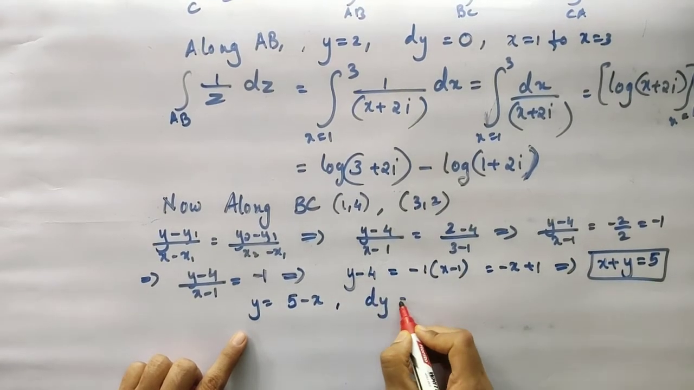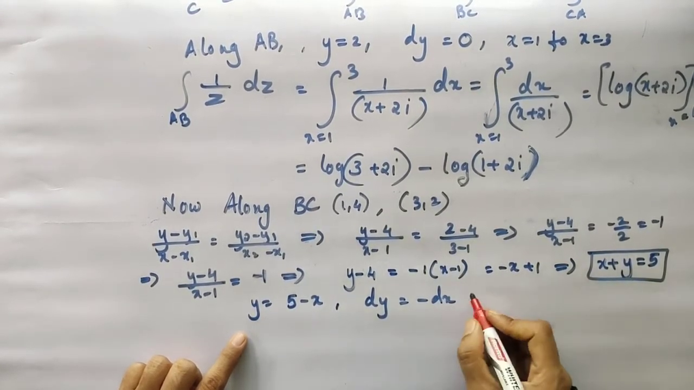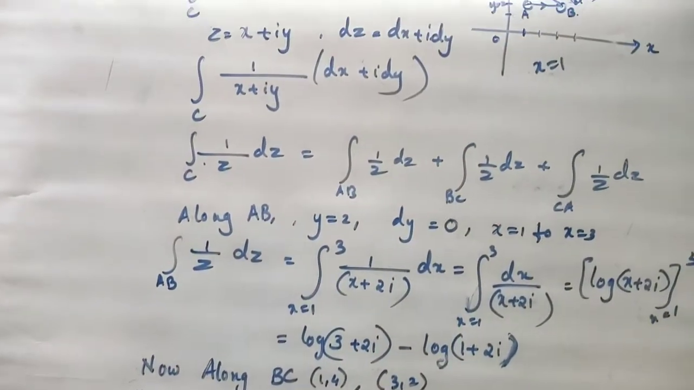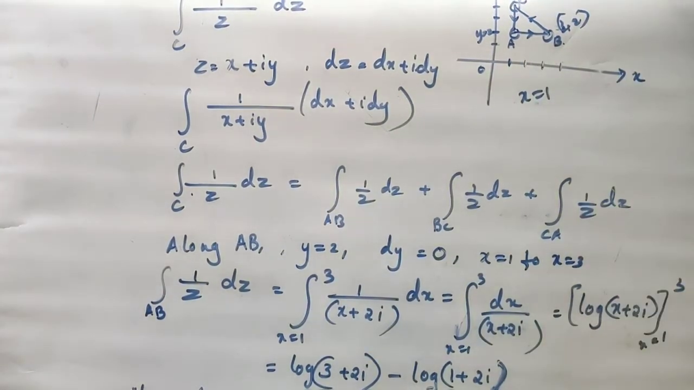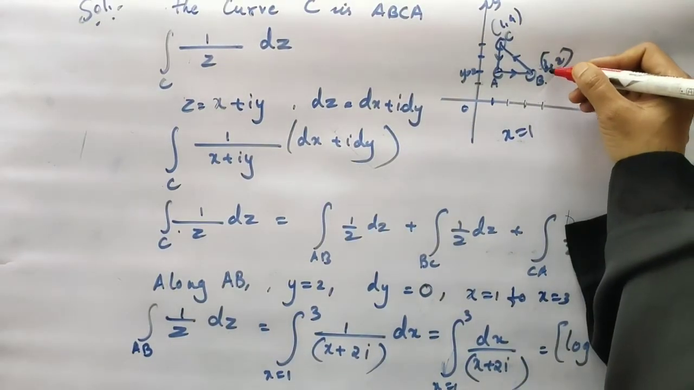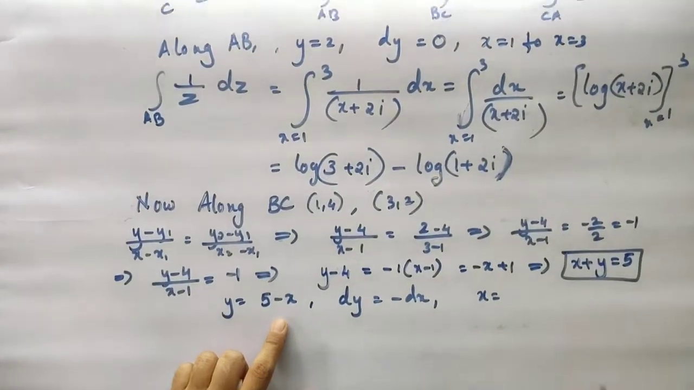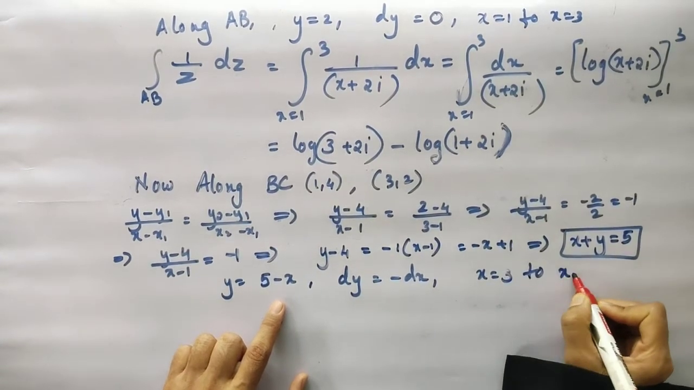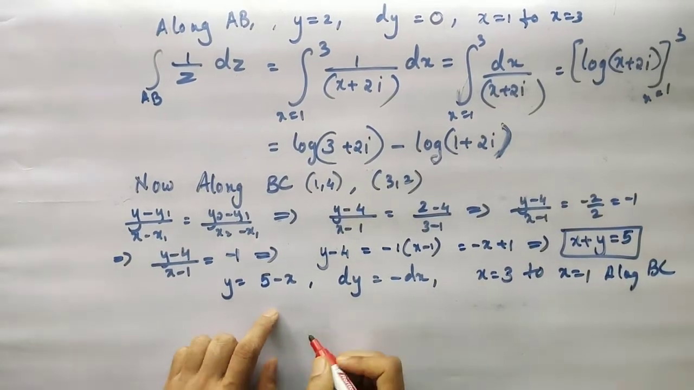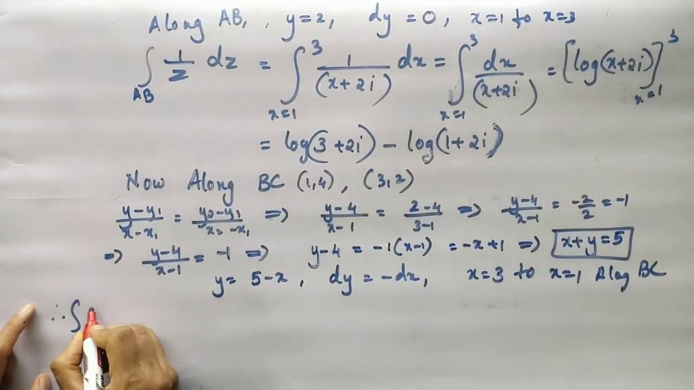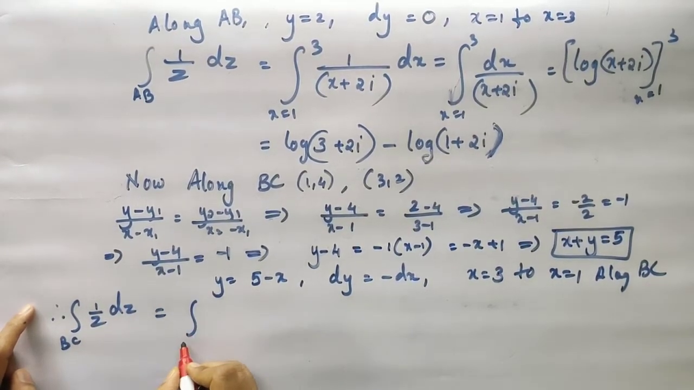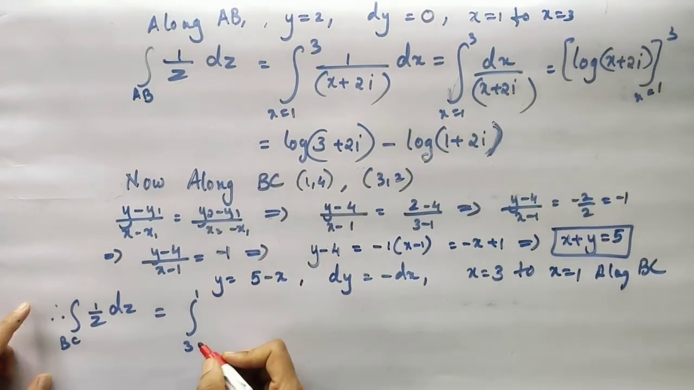So what will be dy? It will be minus dx. Okay, and how is x varying? X is varying from b to c. X is varying from 3 to x is equal to 1 along BC. Along BC. So therefore the integral along the curve C1 of 1 by z dz along BC is equal to x varying from 3 to 1.